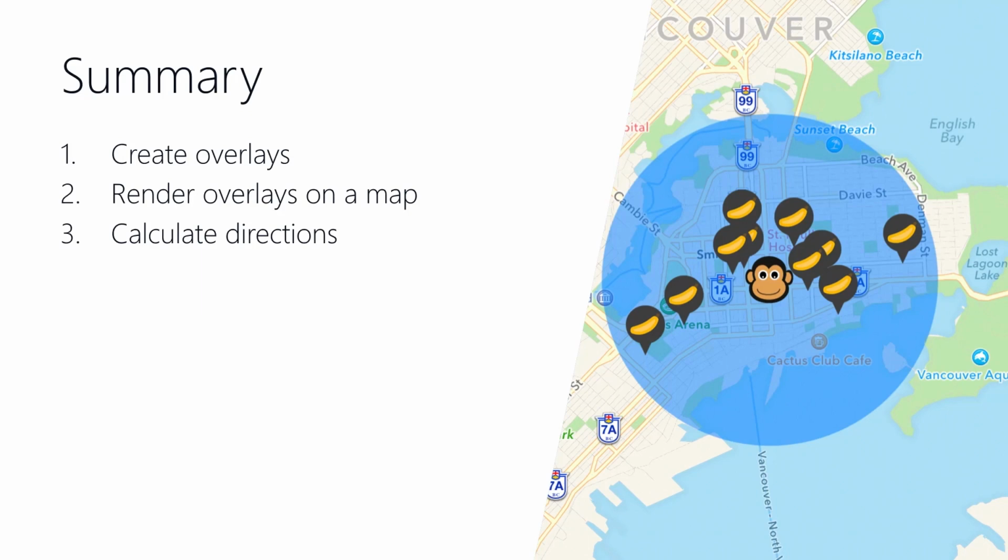So now we've seen how to add overlays on top of the map to highlight specific regions.